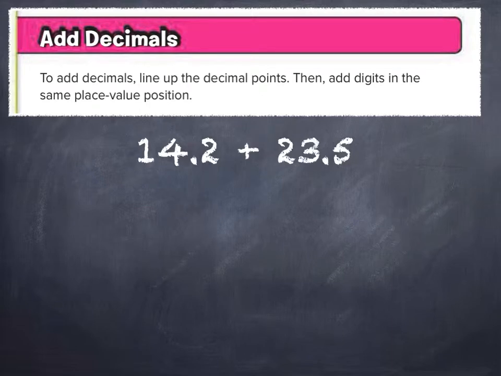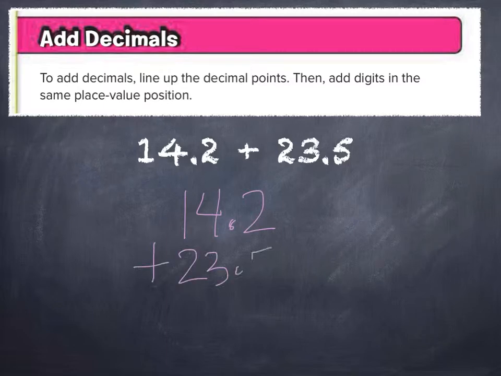To add decimals, we line up the decimal points, then add digits in the same place value position. Here we have 14 and 2/10 added to 23 and 5/10. So we take 14.2 and we add it to 23.5. Then we've lined up our decimals right here. They're in the same position, therefore my tenths are in the same place, my ones are in the same place, and my tens are all in the same place.